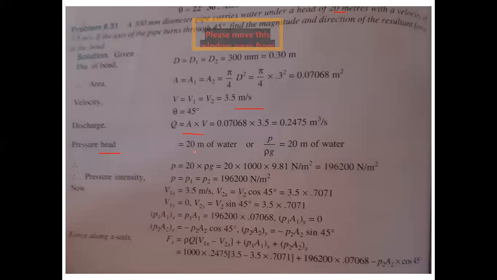The pressure head formula is P by rho G, that is equal to 20 meters of water. Therefore, P is equals to 20 into rho G. Then rho is equal to 1000, G is equal to 9.81. That is P is equals to 196,200 Newton per meter square. So once the pressure intensity is obtained, since the pipe diameter is the same, P1 is equals to P2 is equals to 196,200 Newton per meter square. Okay. Next.